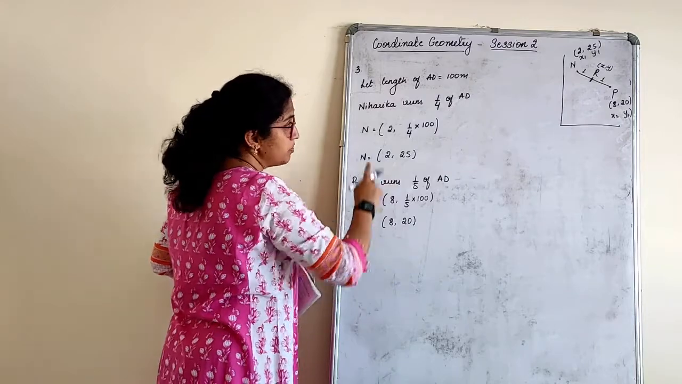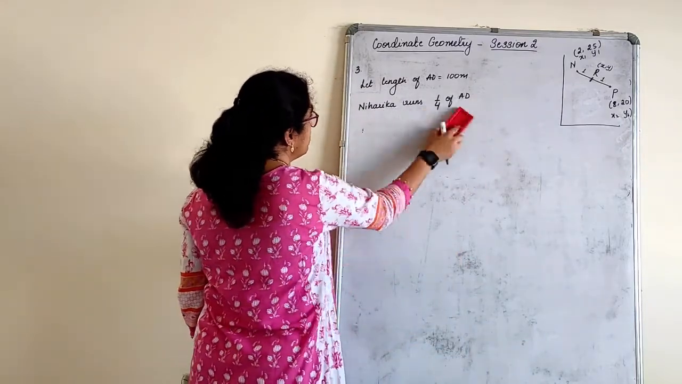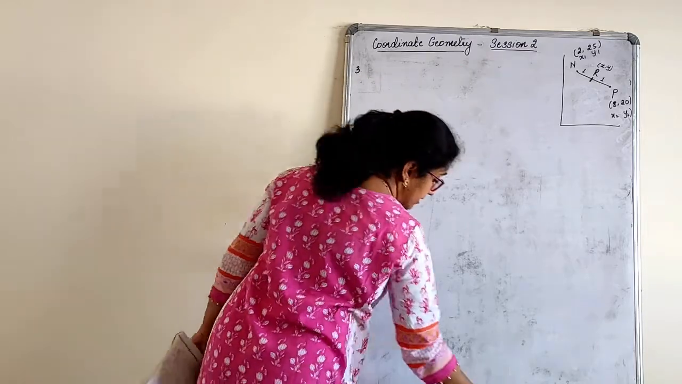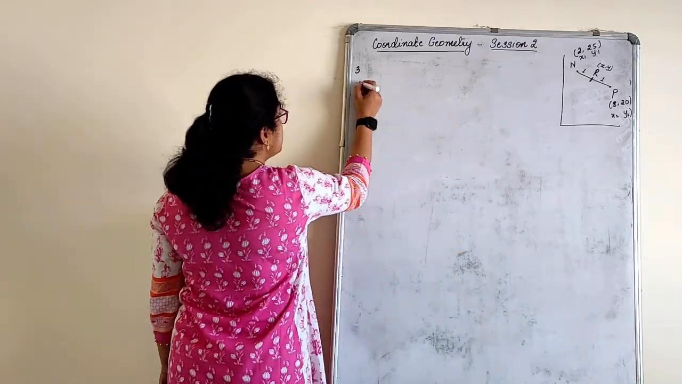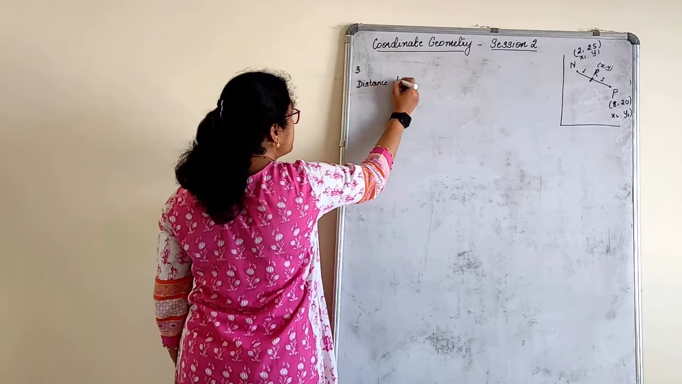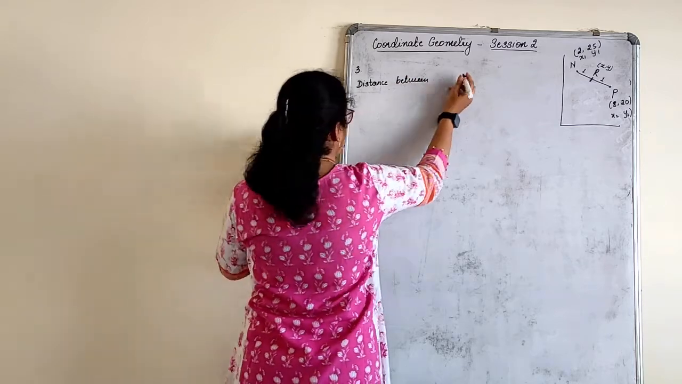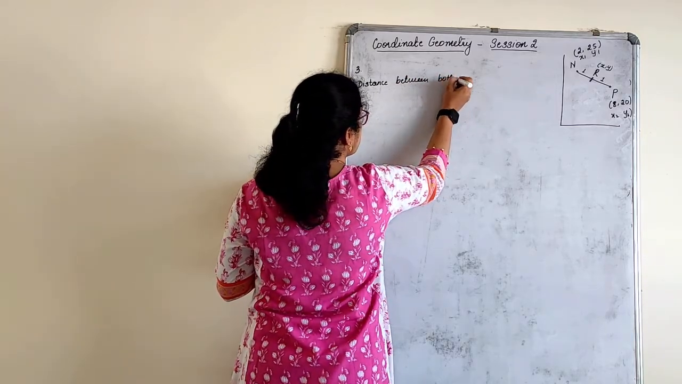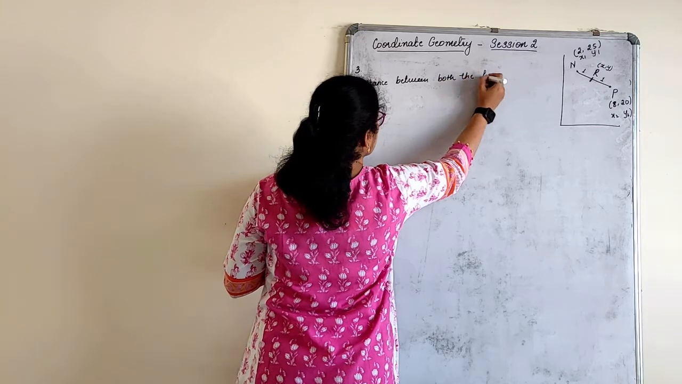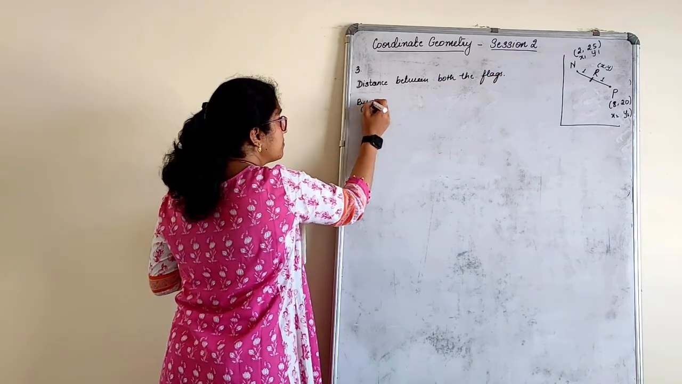So shall I erase this part? For me it becomes very easy to find. Okay. So first what we will write here is the distance between both the flags, by the distance formula.